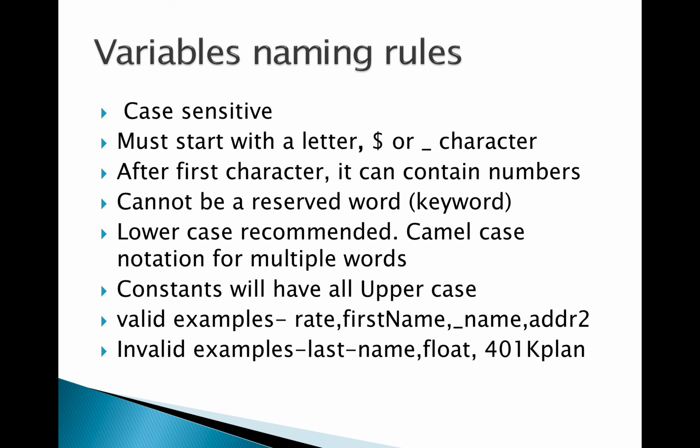And then we have float. Float looks like a valid name, but float is a data type name, which is a reserved word or a keyword. So we cannot use that as a variable name. And then I cannot start a variable name with a number, like 401kPlan. 401 starts with a number, so I cannot start a variable with a number. These are the naming rules for variables.